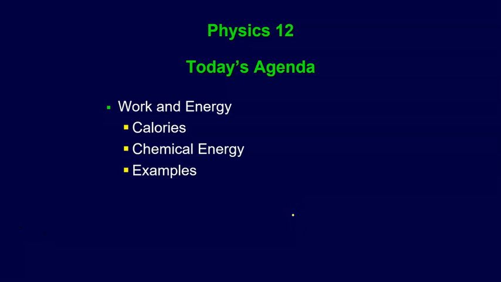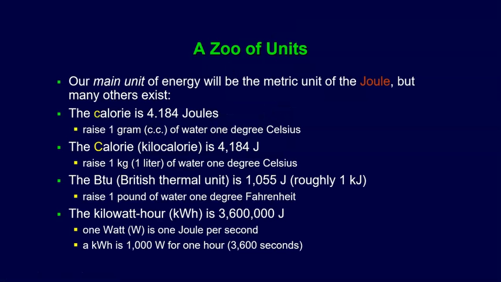So let's finish off our discussion of work and energy, and we'll look at a discussion of chemical energy, looking at the unit of energy of calories, and then do some examples. So as you've noticed, there's a bunch of units relating to energy. Of course, energy is so important. And so let's just go through a couple of them.